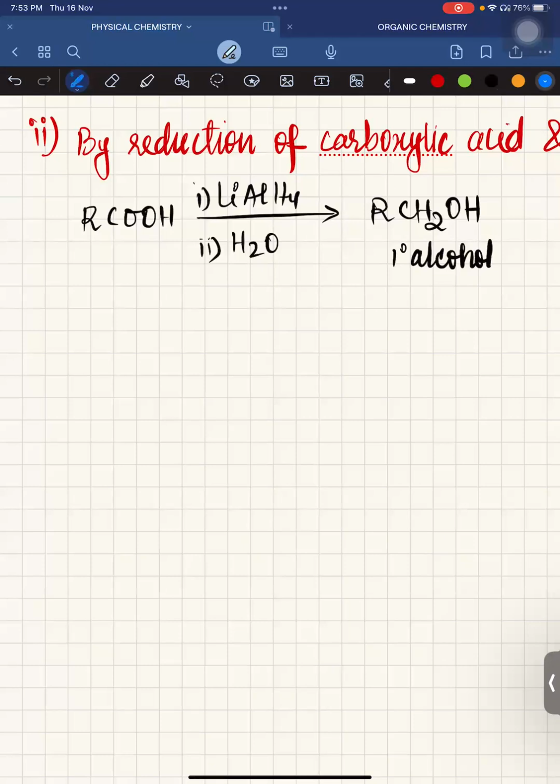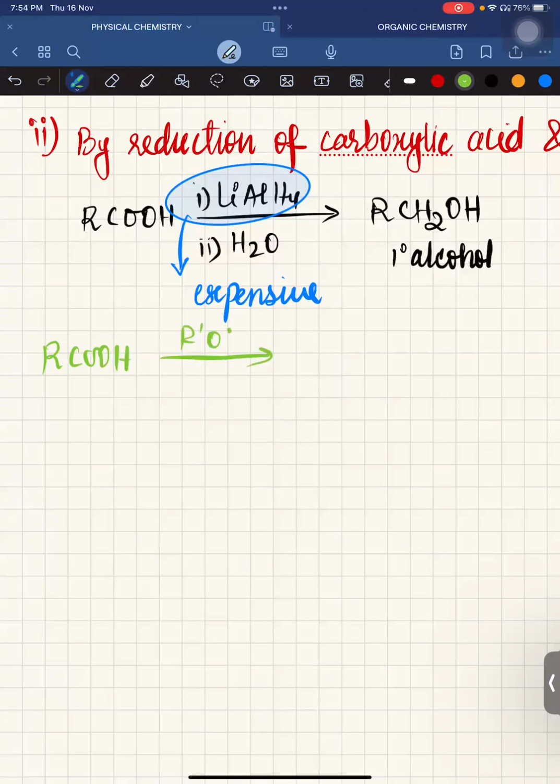And generally we don't prefer LiAlH4 because it is quite expensive. So we are going to use another alternate method. First, we react the carboxylic acid with alcohol, R-OH, in the presence of acid. So what will happen here? This is plus, this is minus. It will be converted directly into ester, RCOOR', and this forms H2O, which will be in the solution.